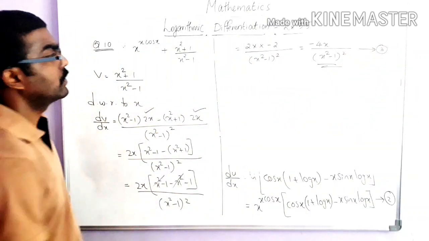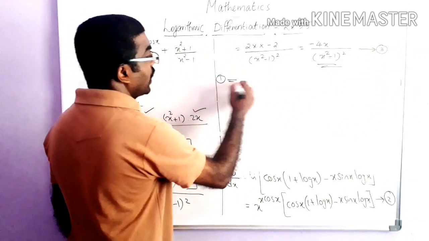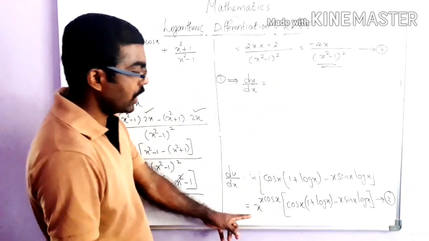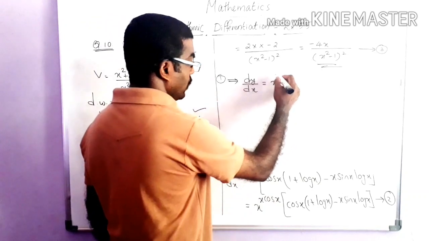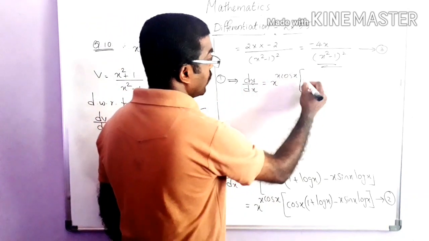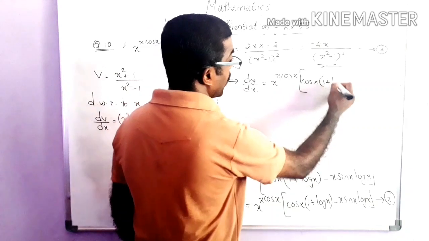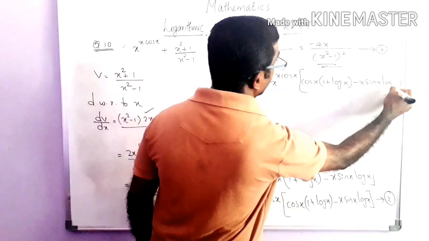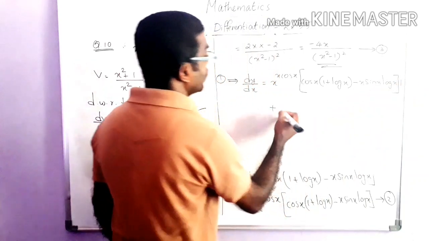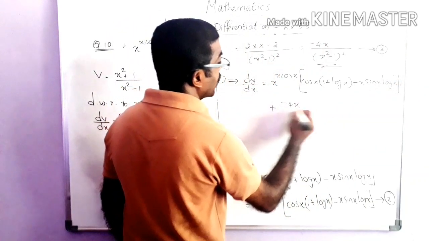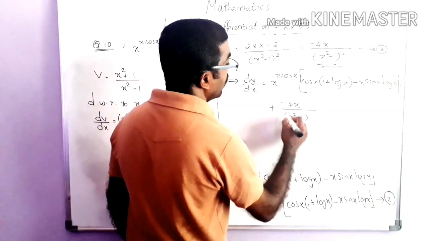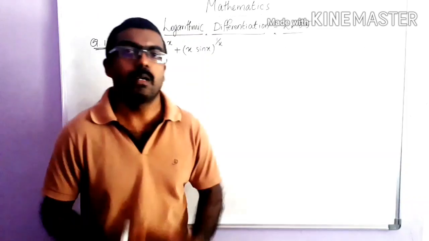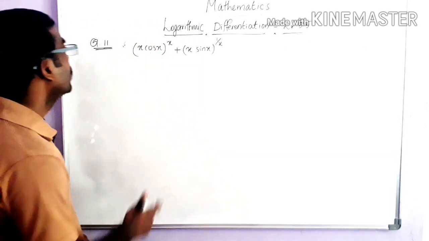Now we can substitute the values in equation 1. Equation 1 implies dy by dx is equal to this du by dx, that is x raised to x cos x into cos x into 1 plus log x minus x sin x log x, then plus this one, minus 4x divided by x square minus 1 the whole square. Okay, understood. Now we move on to question number 11.